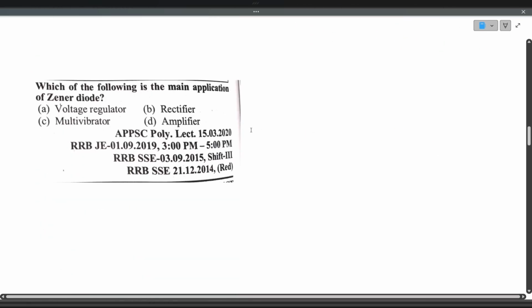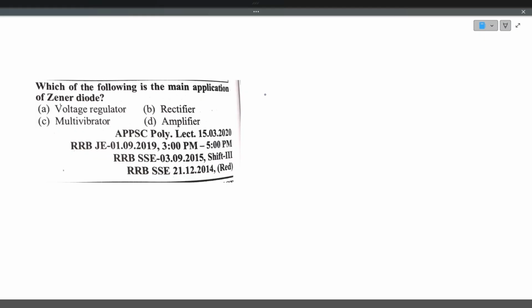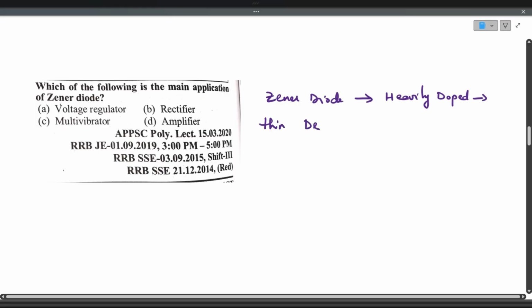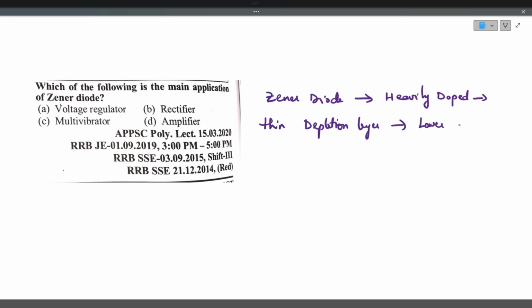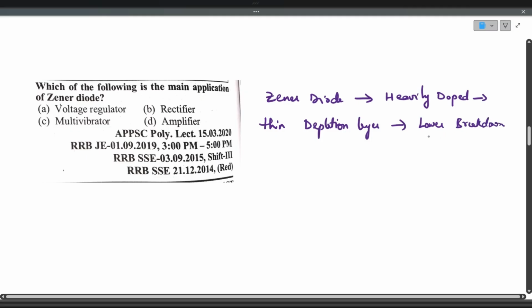Which of the following is the main application of a Zener diode? Zener diodes are basically heavily doped diodes. Due to this heavy doping, they have a very thin depletion region. Whenever a diode has a thin depletion region, it has a lower breakdown voltage. Here in this case, it is Vz.